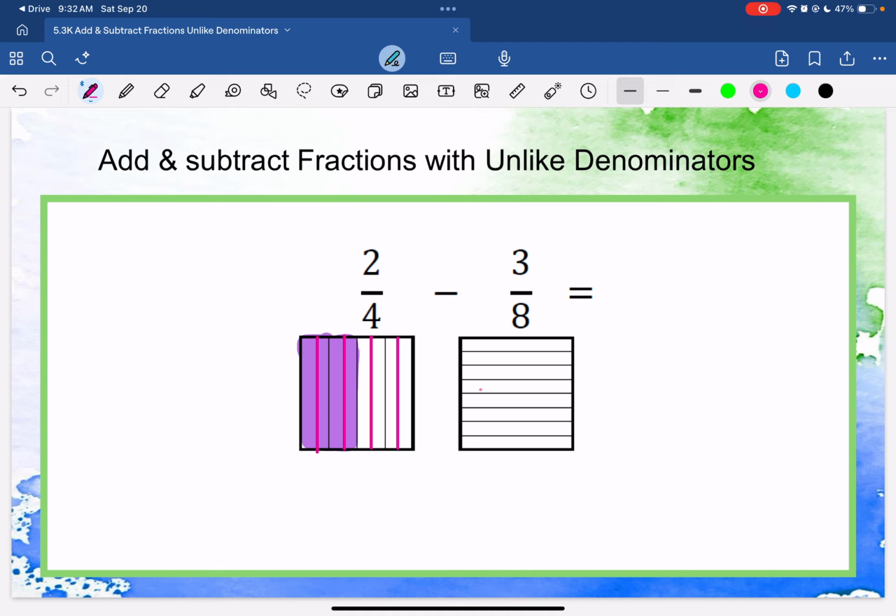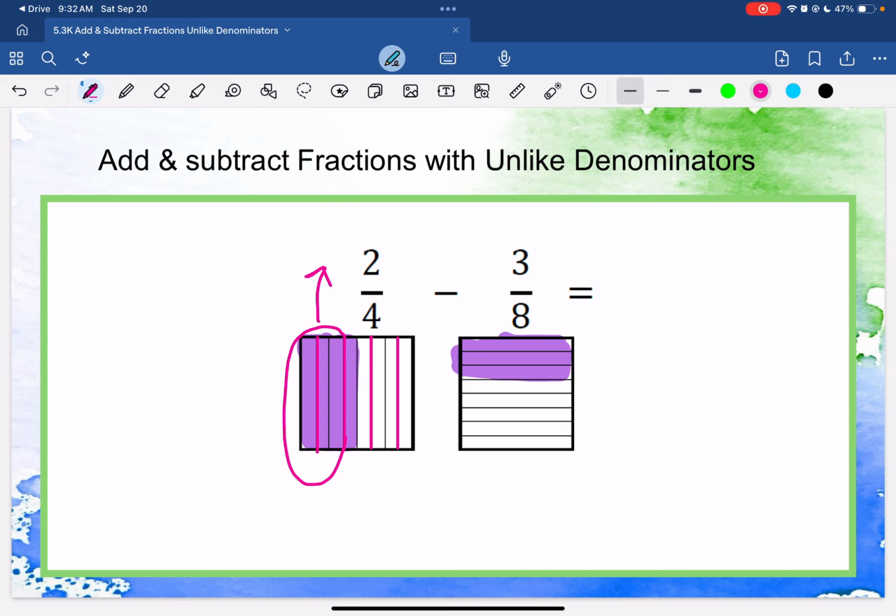Now, I'm not doing anything with the second one. I guess I could if I wanted to, but I don't see the point in it. Unless you just want to visually see what 3/8 looks like. But then you have to kind of rotate it counterclockwise 180 degrees. That's just a lot of thinking there. I'm just going to leave it like this. And we're going to take away 3 out of 8.